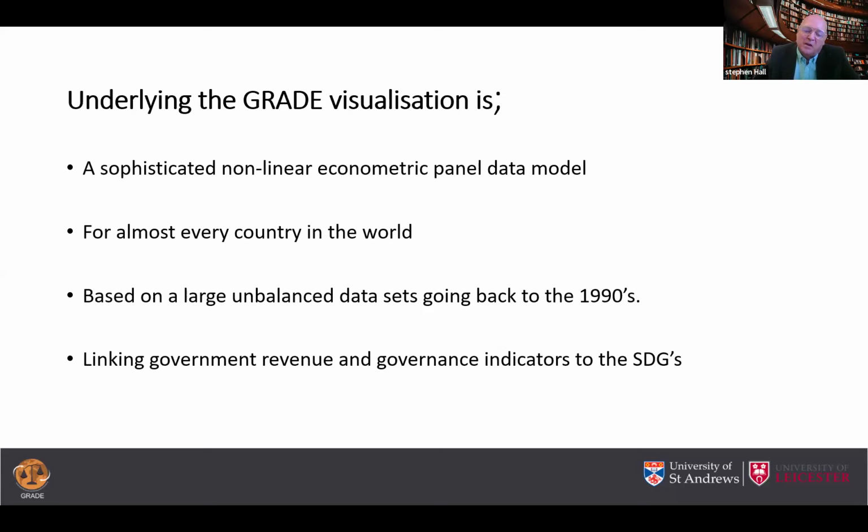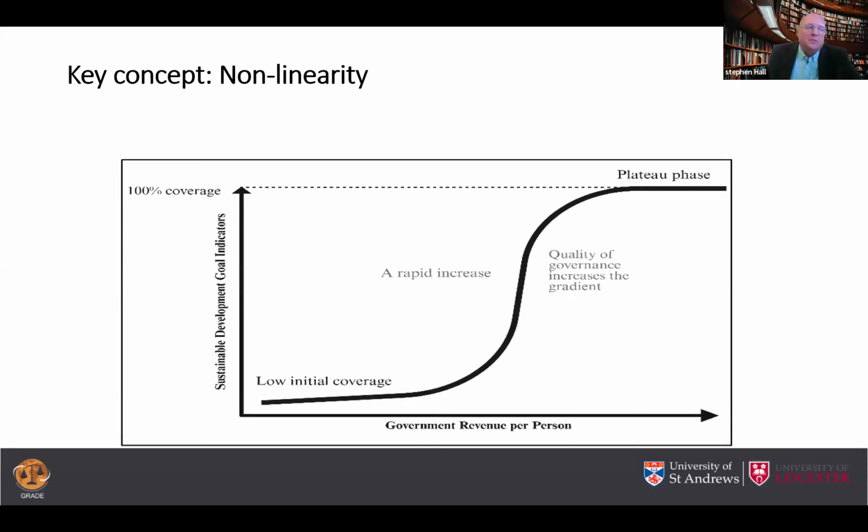So if you allocate some money from, say, a profit shifted developed country into a developing country, it'll tell you how we think the various SDGs we cover will actually improve because of this reallocation of resources. The key thing behind the grade is this nonlinearity, and that's really fundamental in understanding why the grade is so effective in this area. This is what we call an S-shaped curve.